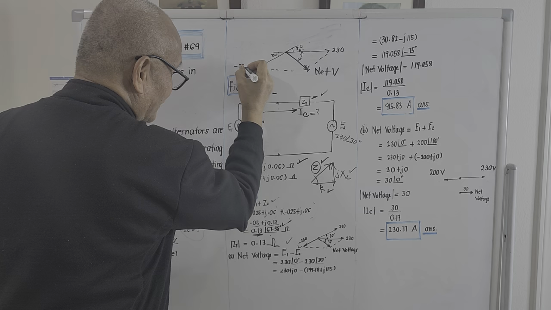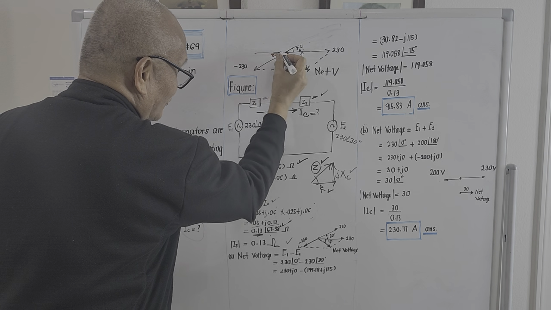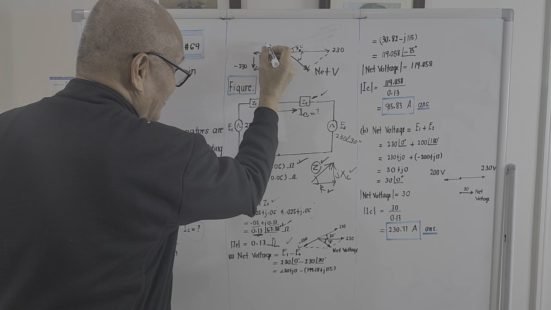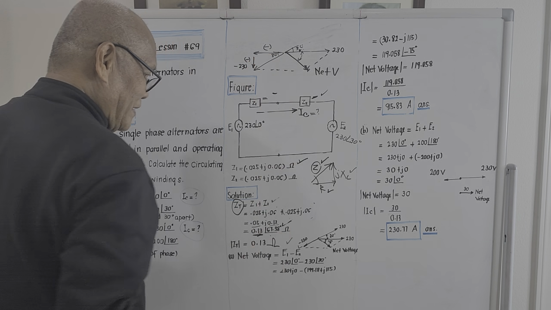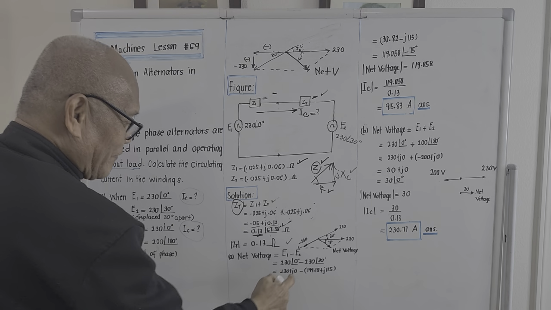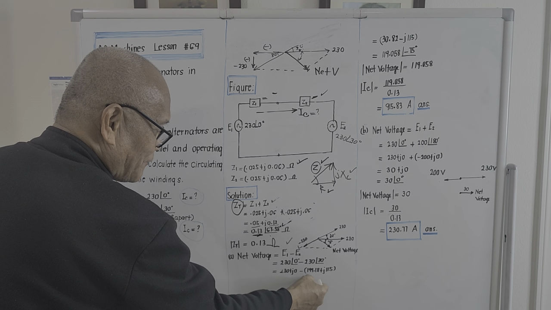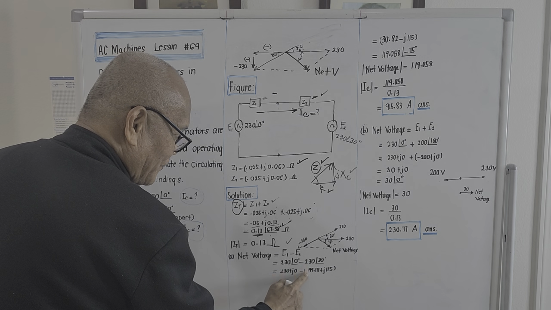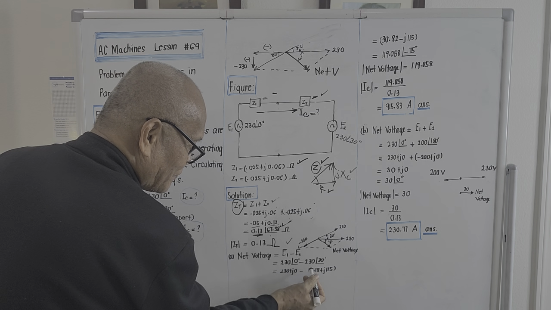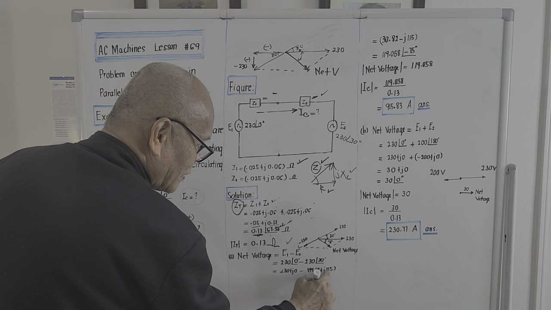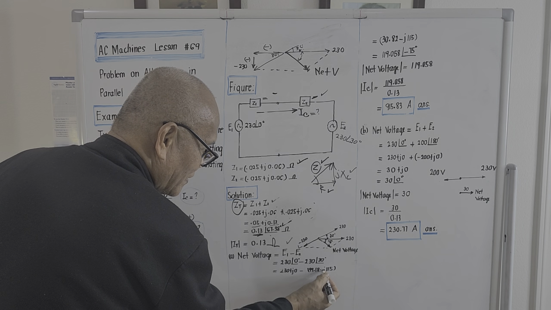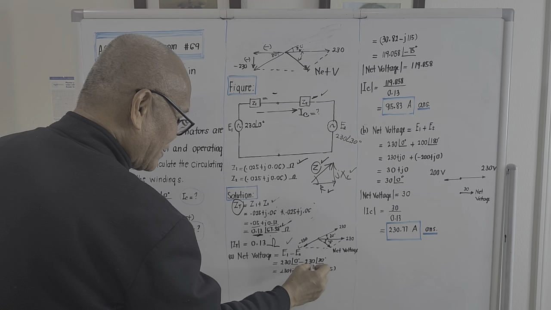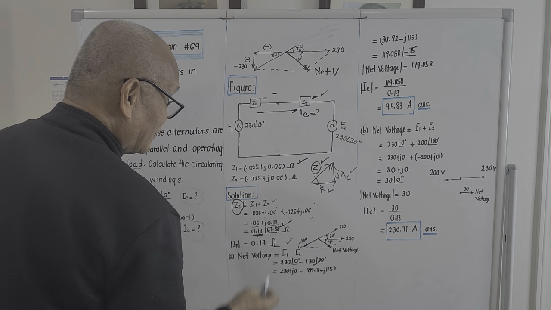This is minus 230, right? It has a horizontal component and a vertical component. This is minus and this is minus. So it will become minus of the quantity 199.18 plus j115. So they will both become negative: negative 199.18 and negative j115. Okay, this is negative, so that's a negative 199.18.